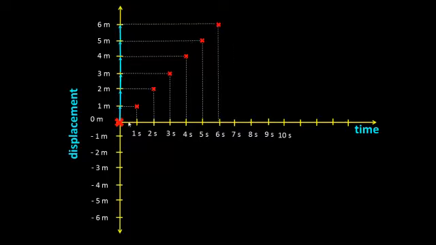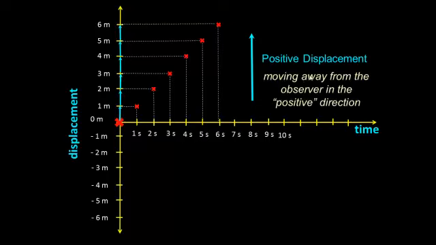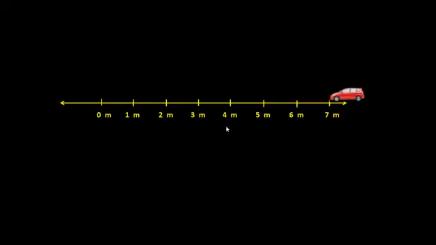And again, notice that we're sweeping out a nice linear line. And in this case, positive displacement, and we're imagining the observer still standing right here. Now let's take a look at an object moving in the negative direction.